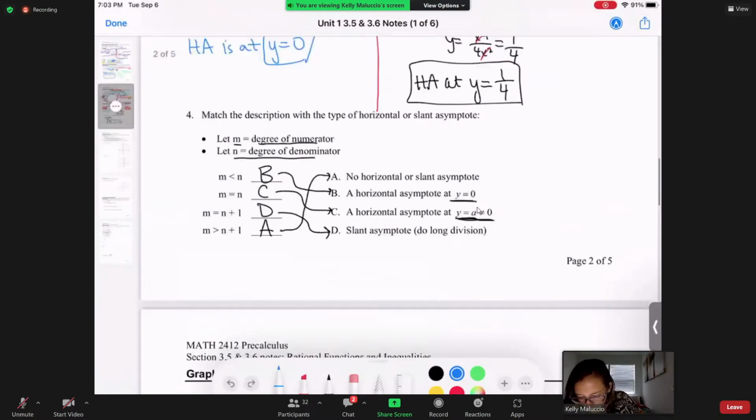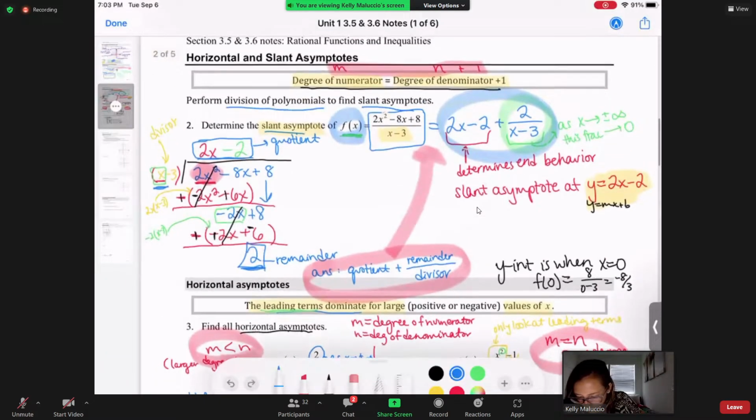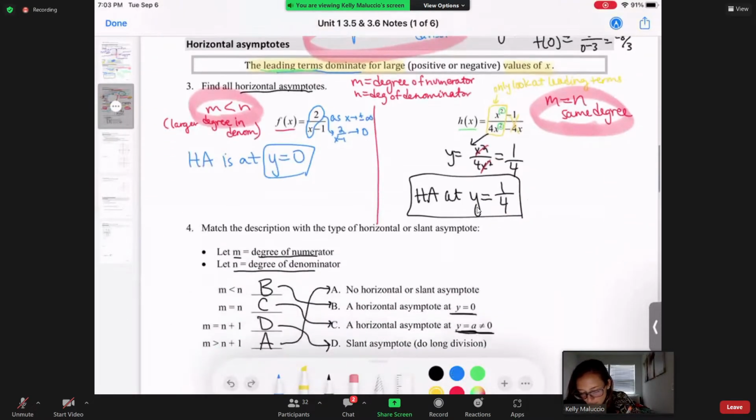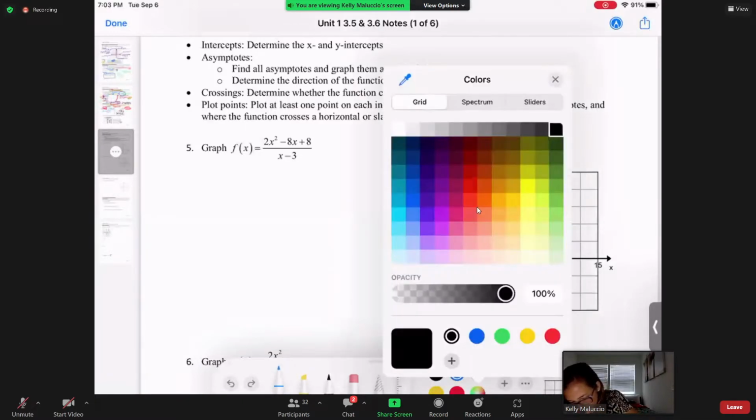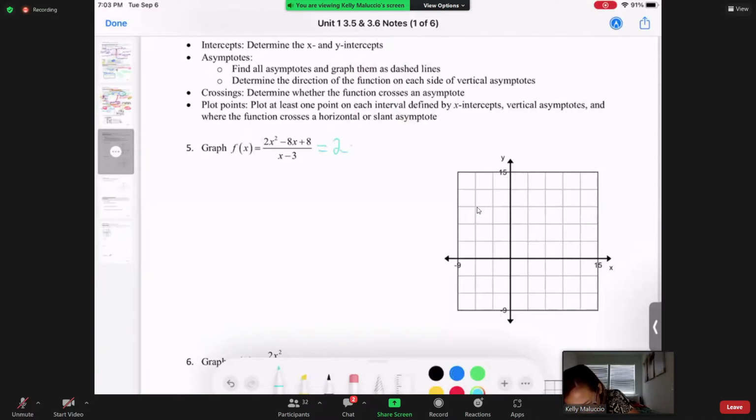So I'm going to copy it from above. I'm not going to redo long division and all that. I'm just going to take the 2x minus 2 plus 2 over x minus 3 and write that out, so we're saving ourselves a little bit of time. f of x equals 2x minus 2 plus 2 over x minus 3. This is what it equals. We know this from above.